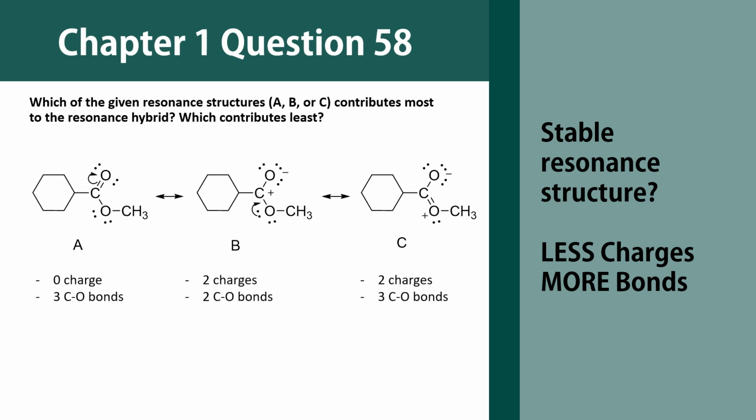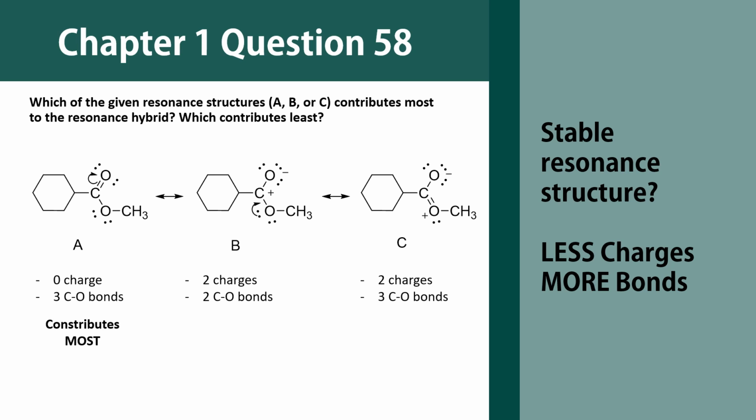As we can see, for structure A, there are no charges and 3 C=O bonds. Structure B has 2 charges and 2 C=O bonds, while C has 2 charges and 3 C=O bonds. In this case, we can see that A has fewer charges and the most bonds, which means structure A contributes most to the resonance hybrid.